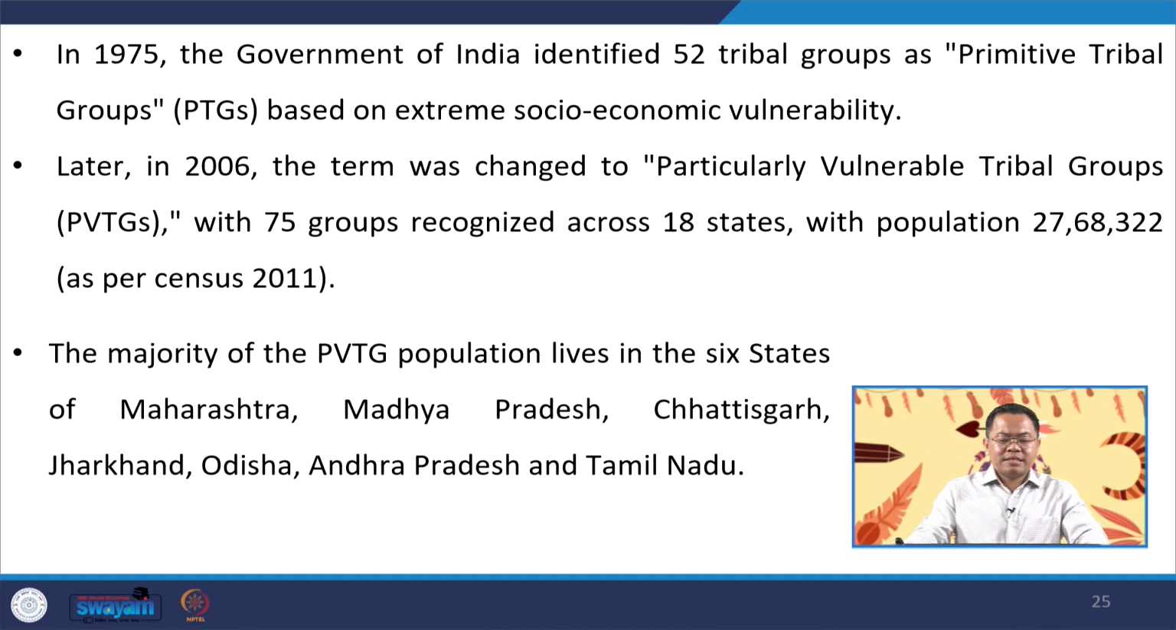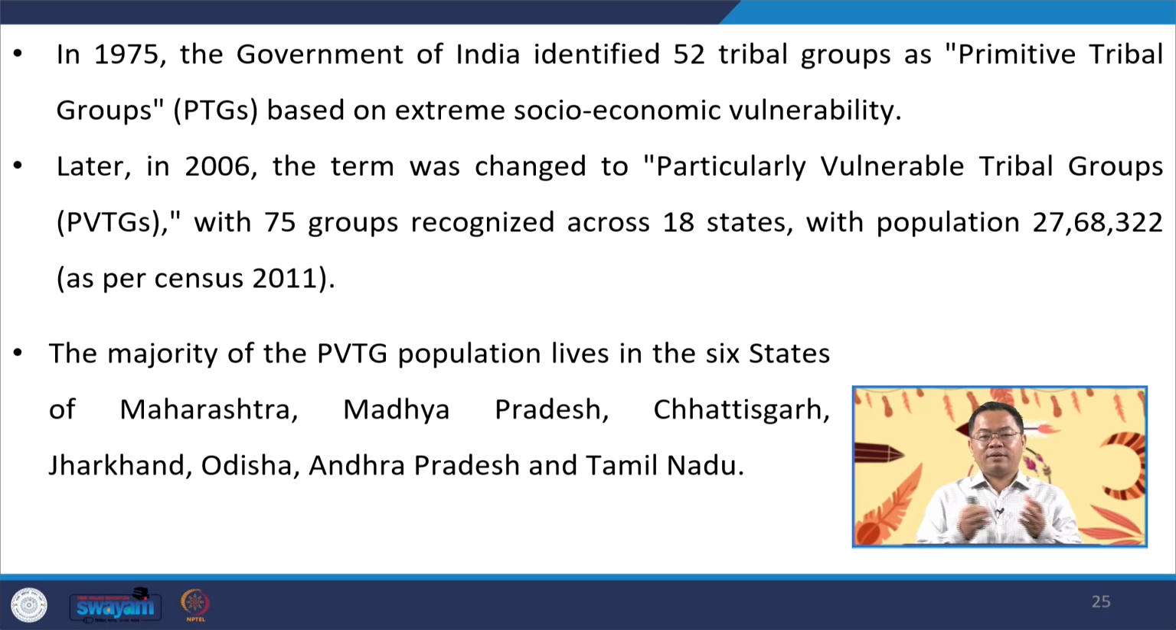Now, in 1975, the government of India identified 52 tribal groups as primitive tribal groups based on their extreme socio-economic vulnerability. Later on, the term primitive tribal groups was changed to particularly vulnerable tribal groups, with 75 communities or groups now recognized across 18 states, with a population of 27,68,322 as per the 2011 census.